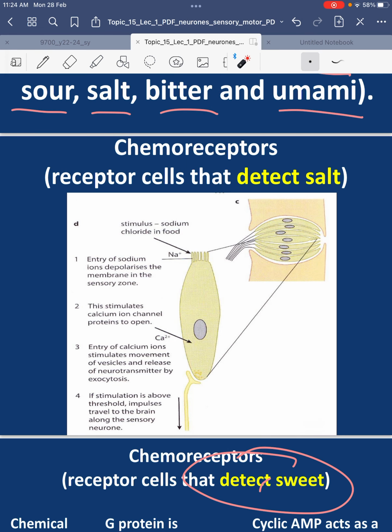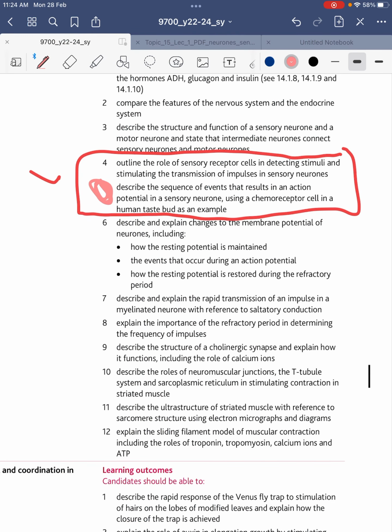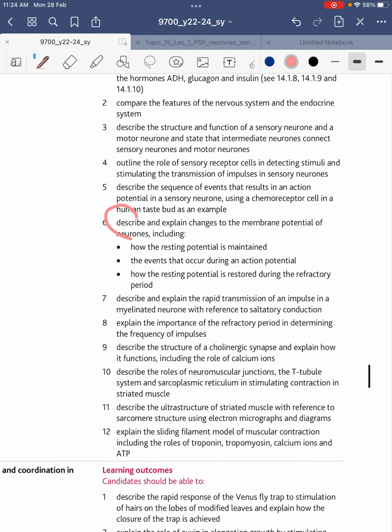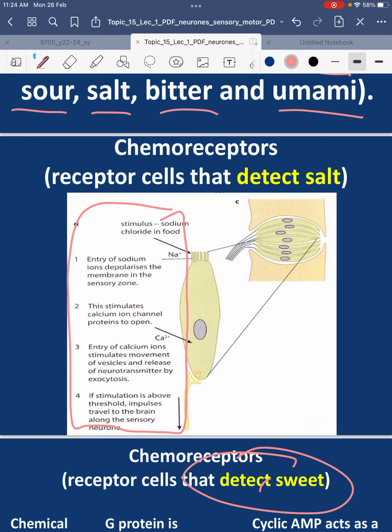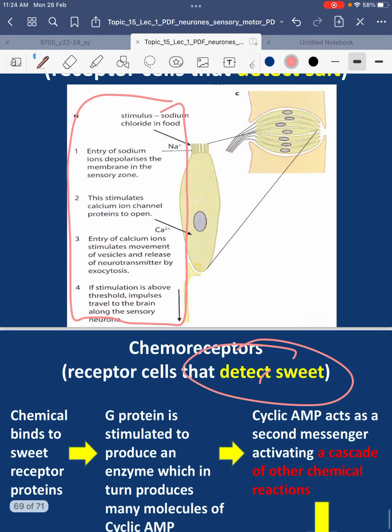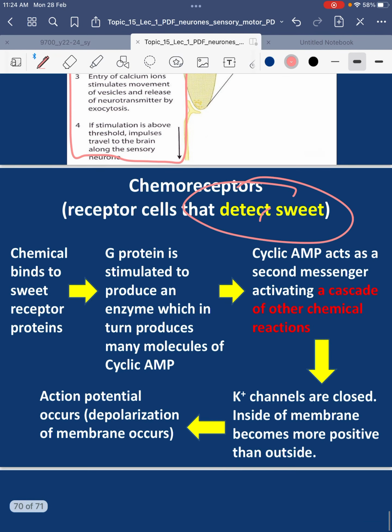So we can just read this part here, the sequence. It says here, describe the sequence of events that results in an action potential in the sensory neuron in the chemoreceptor. So this is one event, and this is to detect salt. But to detect sweet is different again. To detect sweet, it has a different mechanism.